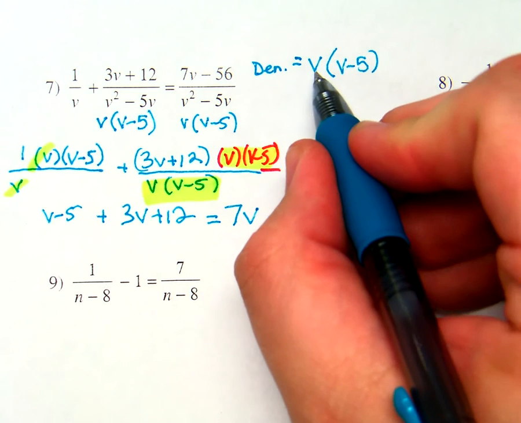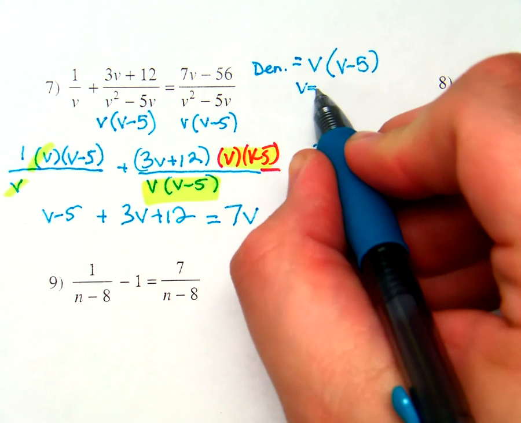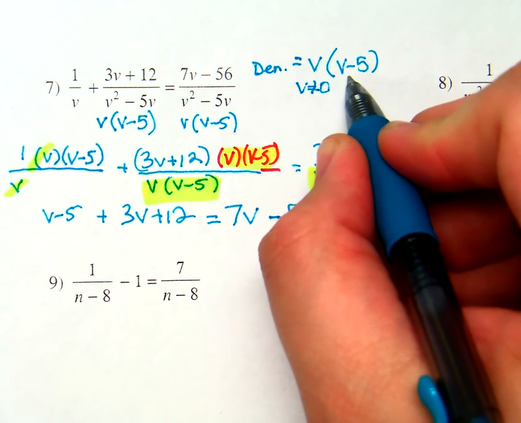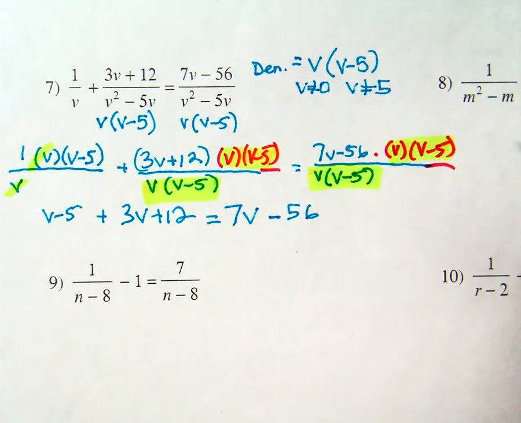Now, take a look at your common denominator. What two values can v not equal? V can't equal 0, and from this one, v can't equal what? Positive 5. So those are the two values I want to avoid.